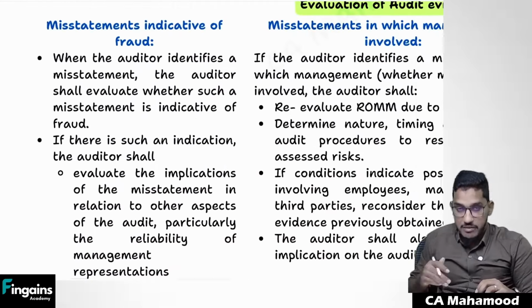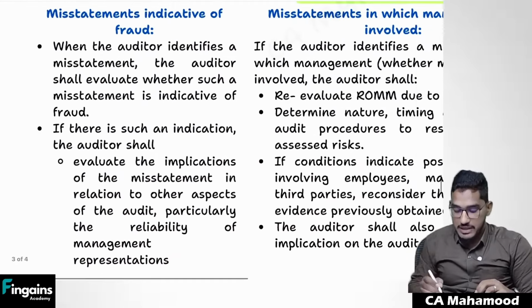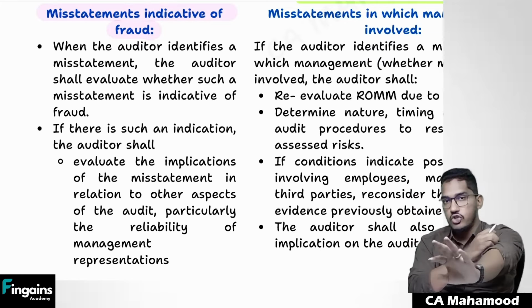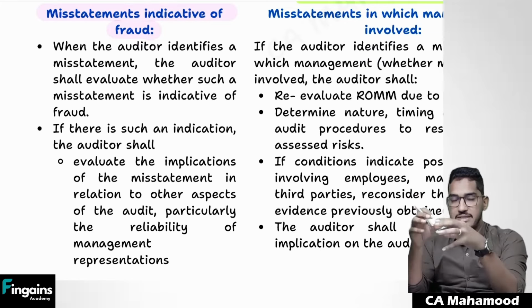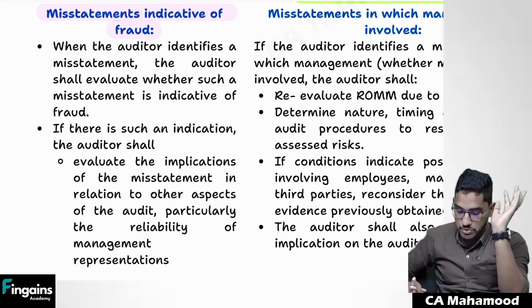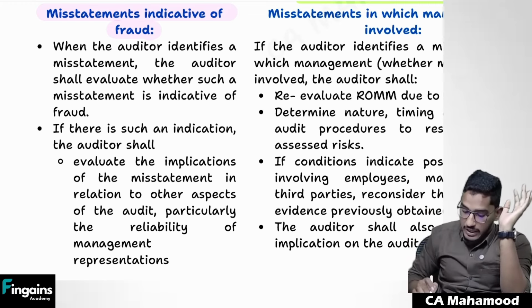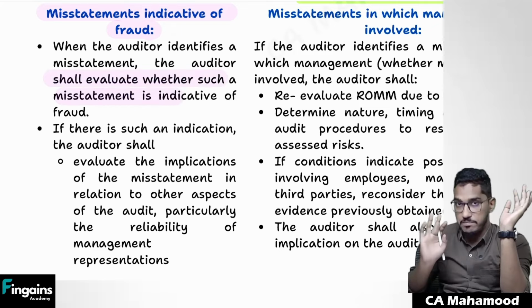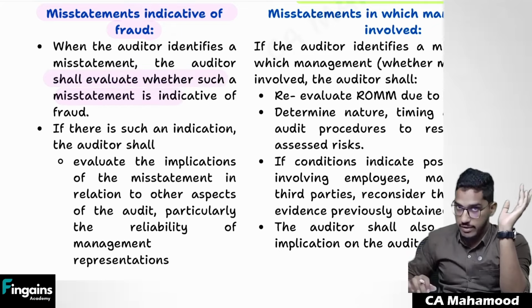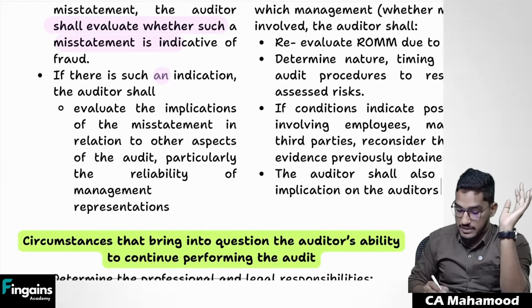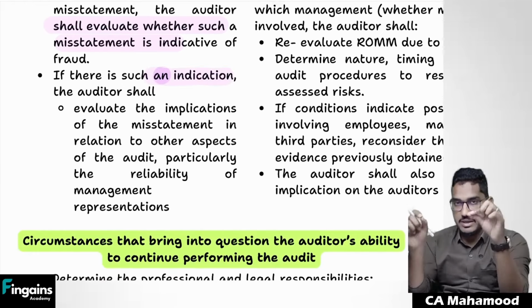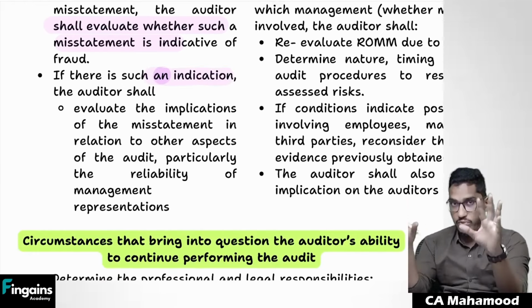For example, if you obtain evidence and that evidence indicates that there is a misstatement indicative of fraud. You performed audit procedures, you obtained evidence, and that evidence is indicating a misstatement from fraud. Then what should you do? If the auditor identifies a misstatement, the auditor should first evaluate whether it is indicative of fraud. Is the misstatement because of fraud? That you have to analyze. Yes, if there is such an indication, the misstatement has happened because of fraud.